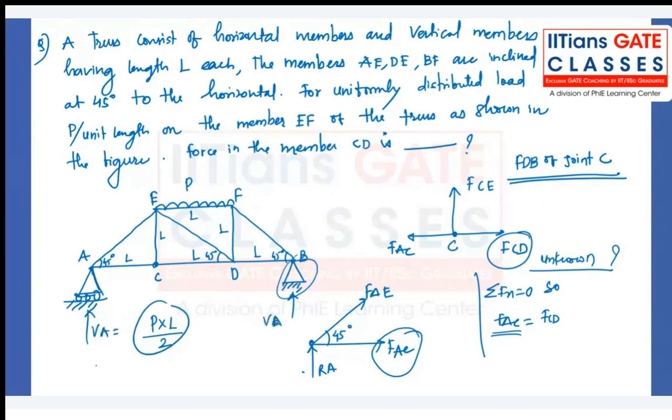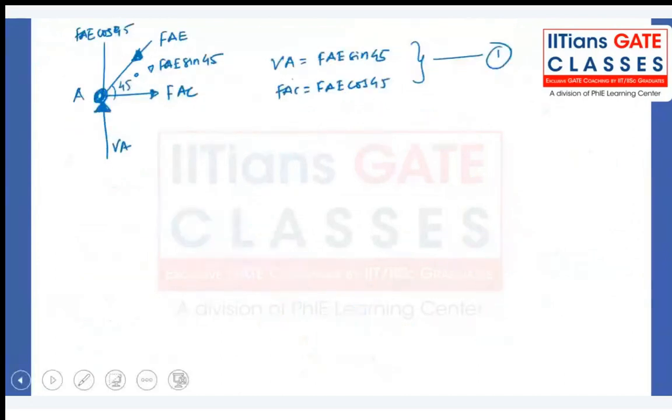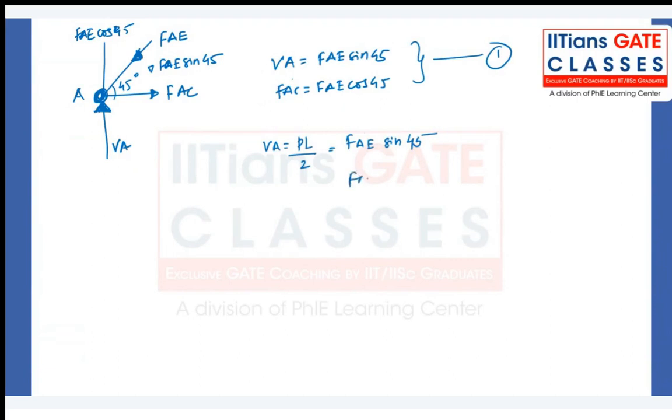Now, VA is PL by 2, and that is equal to FAE sine of 45. From this, can you calculate FAE? FAE is equal to PL by 2 sine of 45.